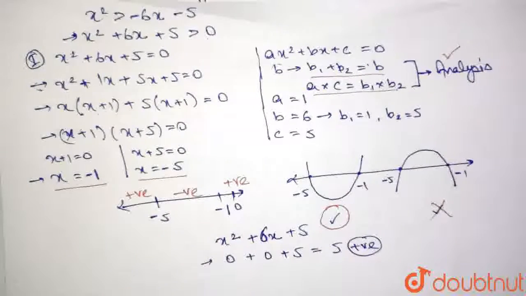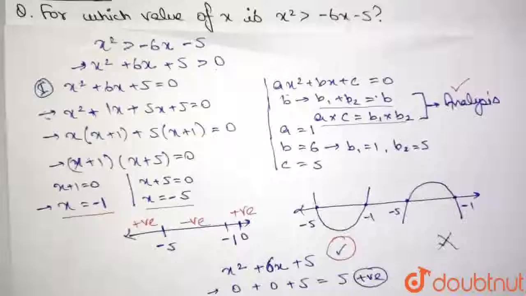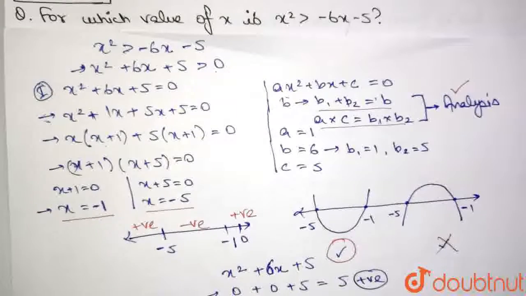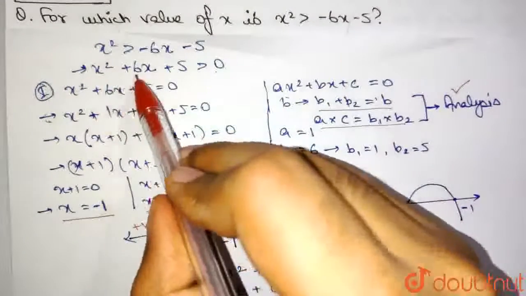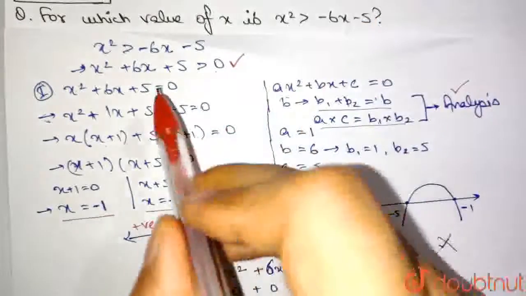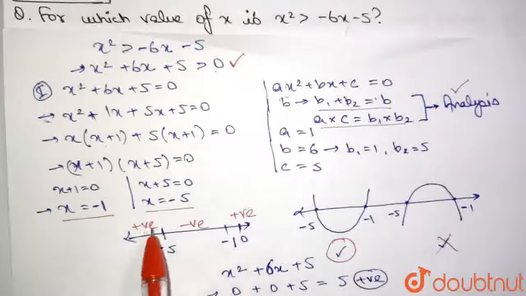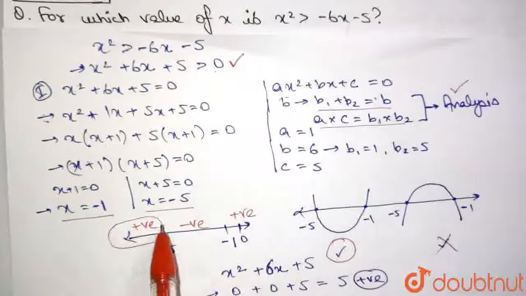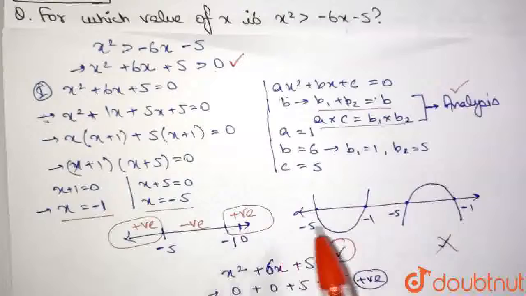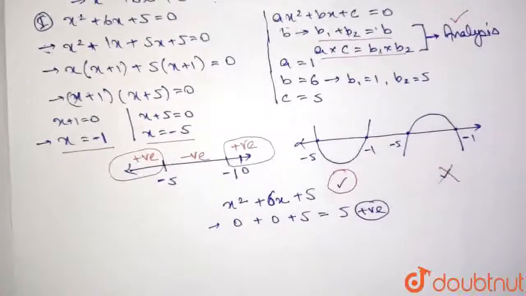Now in the question it was asked for which value of x is x square greater than minus 6x minus 5, and we rewrote it as x square plus 6x plus 5 is greater than 0. That means where is our expression positive? So where is our expression positive? In this region and in this region, right? So our answer region is definitely less than minus 5 and greater than minus 1.